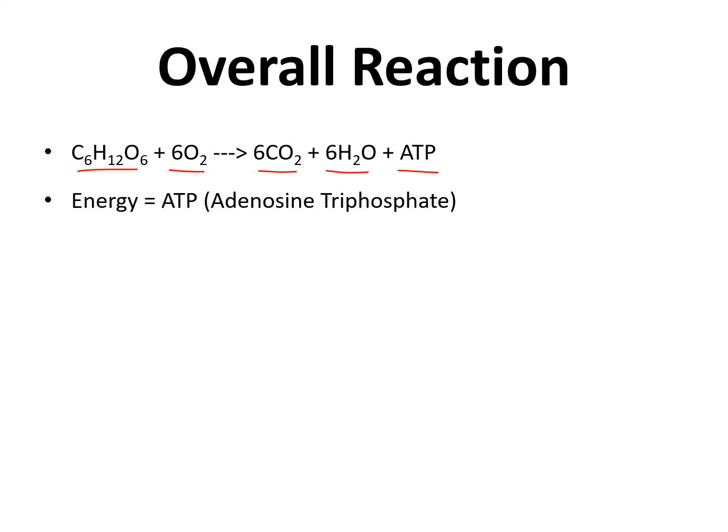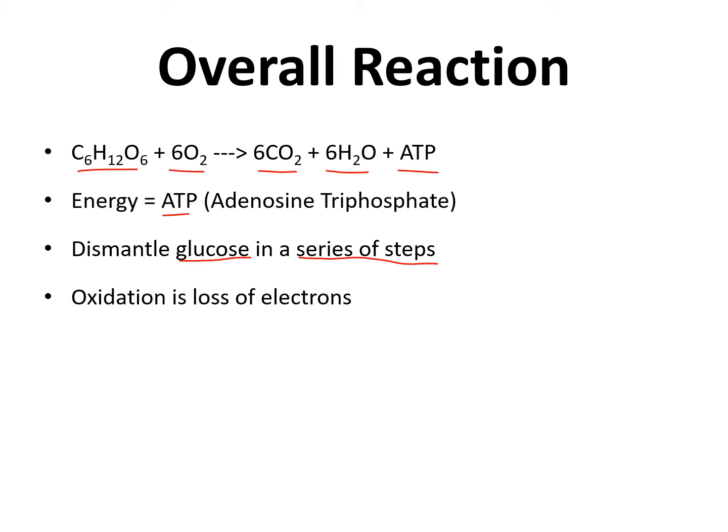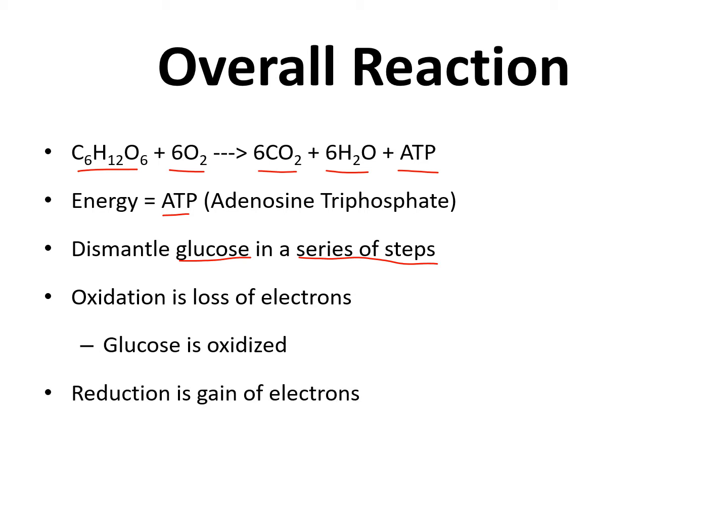And the energy, the ATP, is adenosine triphosphate. And that is the readily usable energy for the cell. And the purpose of cellular respiration is to dismantle glucose, to break glucose down in a series of steps, to slowly release all the energy in the form of ATP. And during this process, oxidation is the loss of electrons, and the glucose will be oxidized, and reduction is the gain of electrons, and the oxygen will be reduced.